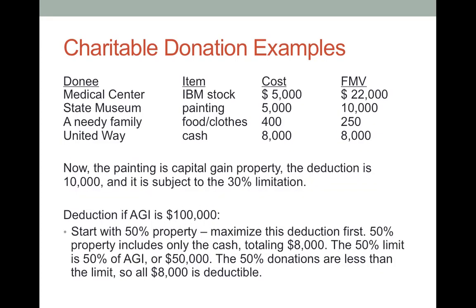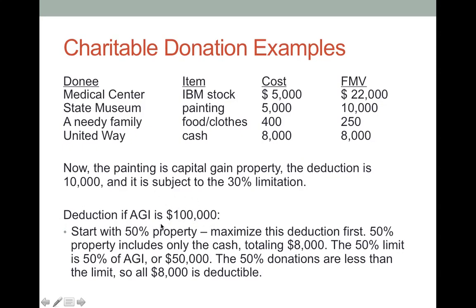All right. So the last scenario here, we'll just work through what happens if the painting becomes capital gain property. So if you look up here at the table, we changed the fair market value of the painting from $3,000 to $10,000. Now the painting is capital gain property, and subject to the 30% limitation, so we can quickly run through the calculation.